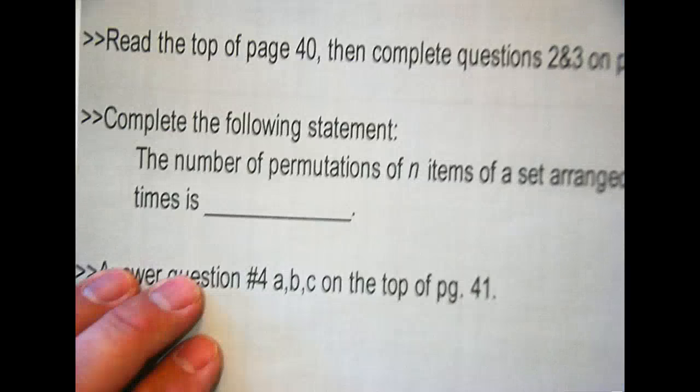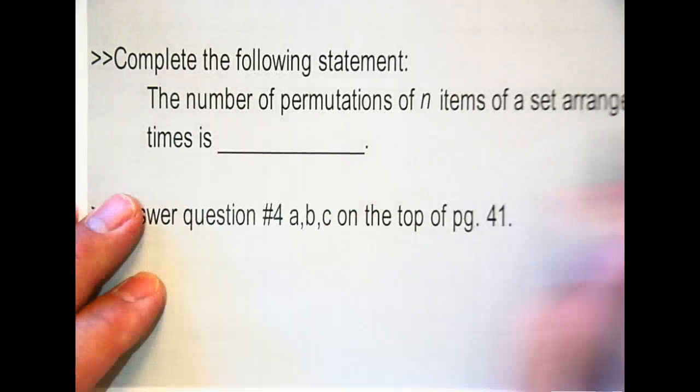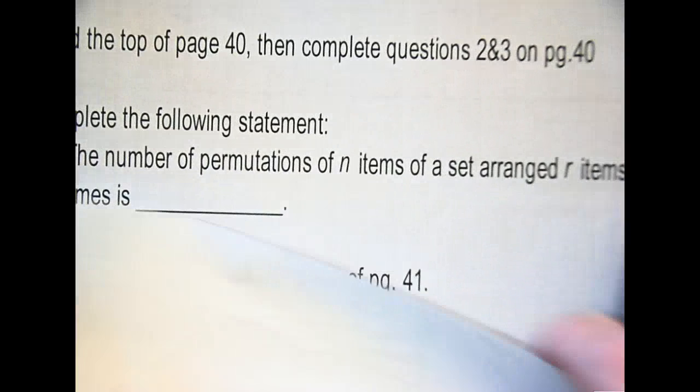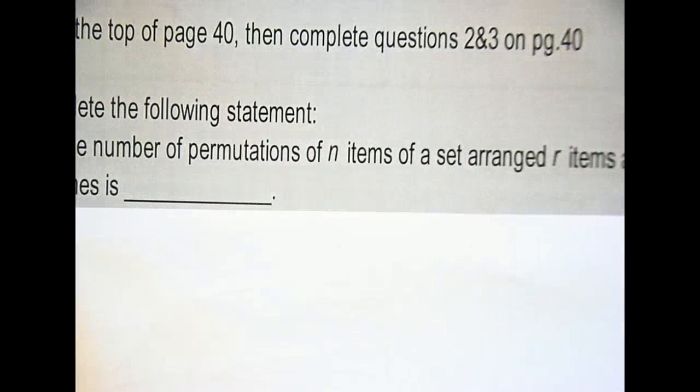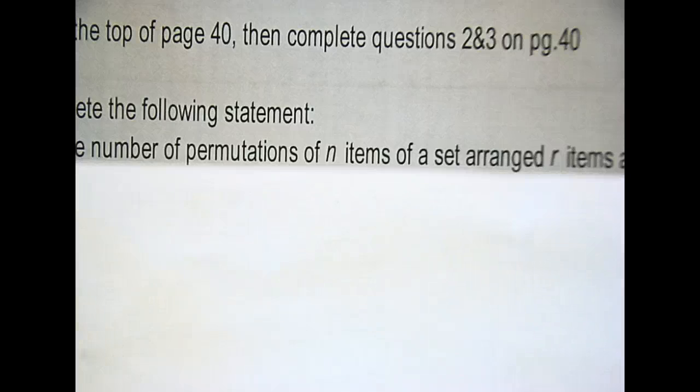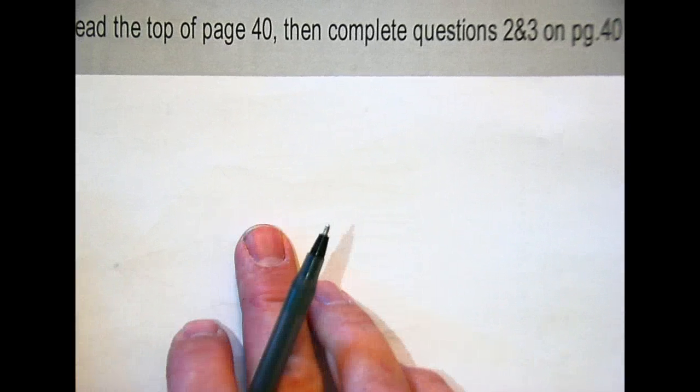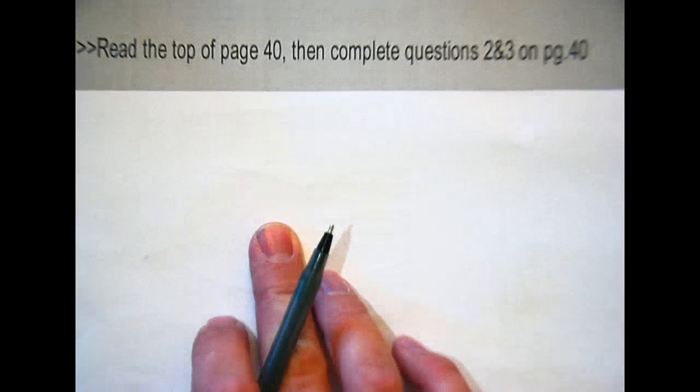So what I want you to do, if you didn't write this down, is complete the following statement: the number of permutations of n items of a set arranged r items at a time is... How many of you copied that down when you defined permutation? No? Oh, all right. Where's permutation? Up here, it's not there. Okay, well then let's pause on that. Let's not do that yet if you haven't defined that. Why don't you look at the top of page 40 and answer questions 2 and 3. Okay? Work with your groupies there.